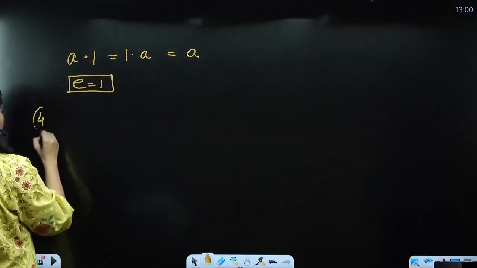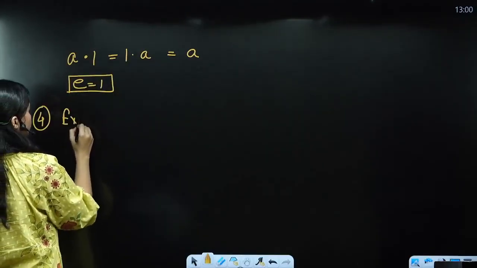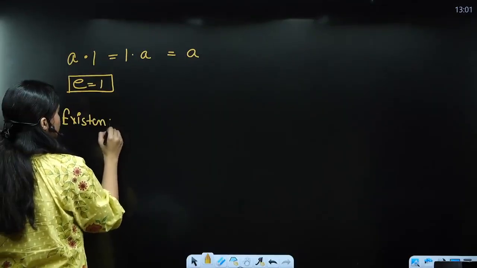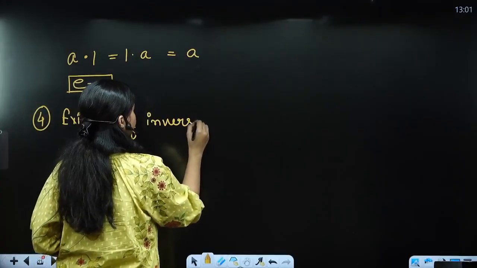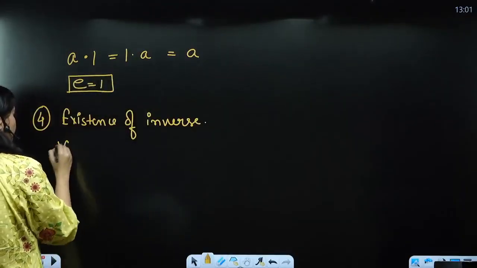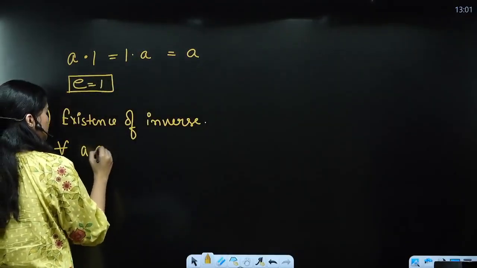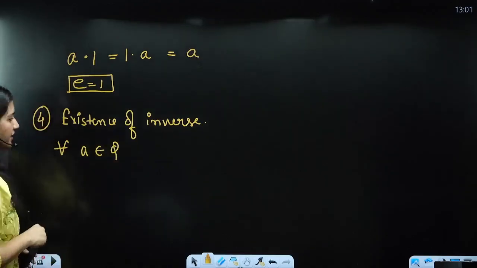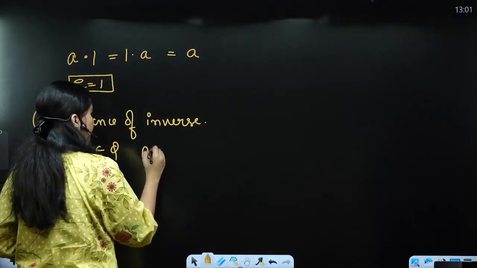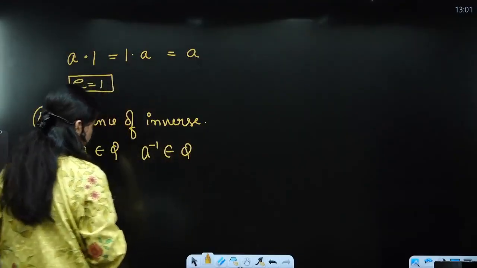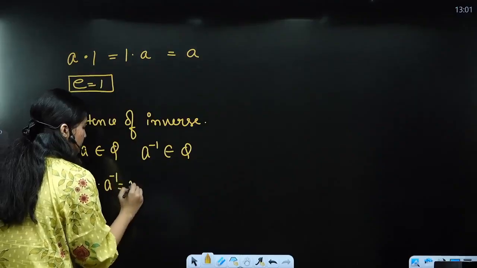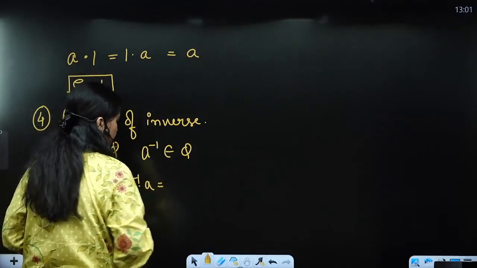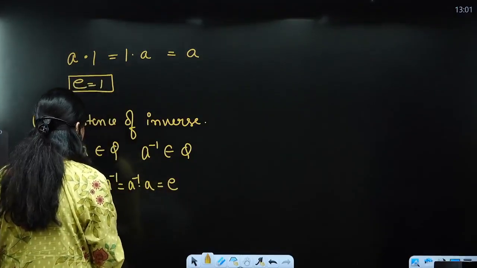Then finally we have existence of inverse. Now for all a belongs to Q, that is a rational number, a inverse belongs to Q, that is a dot a inverse equals a inverse dot a equals e. What is that?